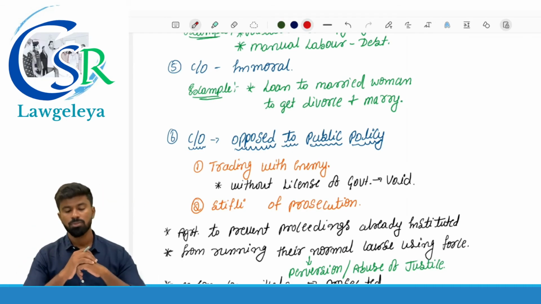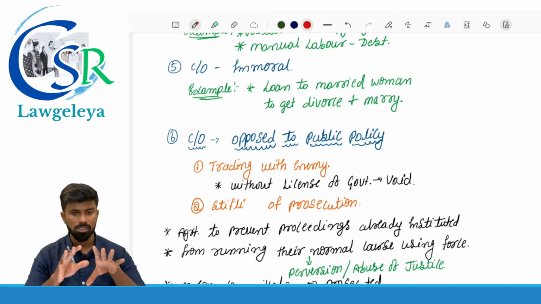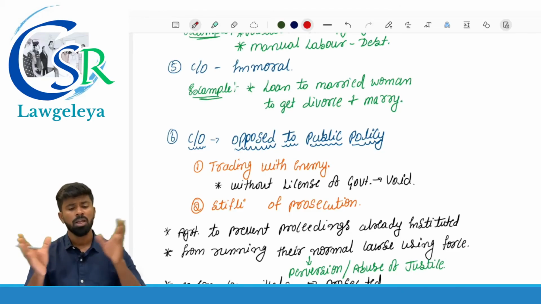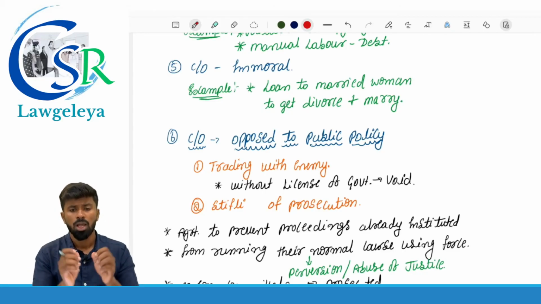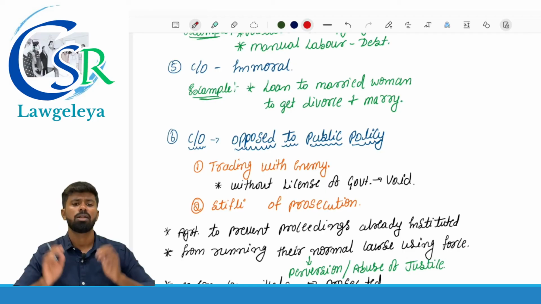And the first one which is considered as opposed to public policy is trading with the enemy. So without license of the government, without permission of the government, if you trade with an enemy during the war, it is considered as opposed to public policy and the object is unlawful, the agreement is void.